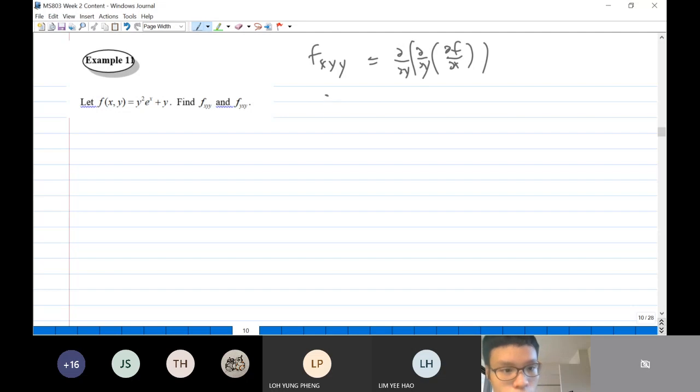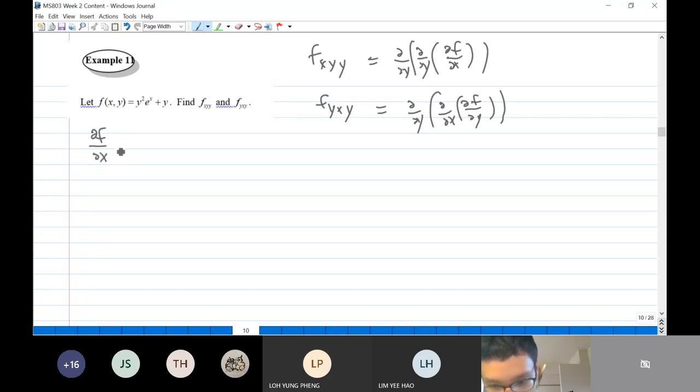The other one is actually f y x y. Basically the same, you actually differentiate with respect to y first, then x, then y. Okay, so I think that you need space to figure out the answer. So let's try the first one. First thing, you need to differentiate with respect to x first. So you keep y constant now, so this is y squared.